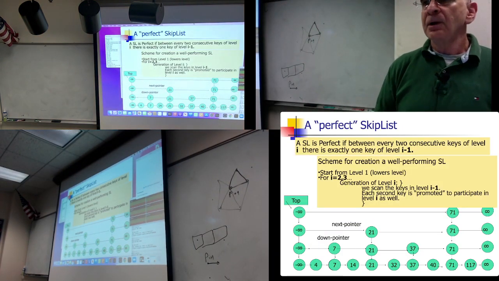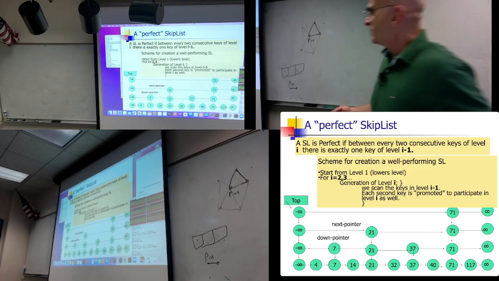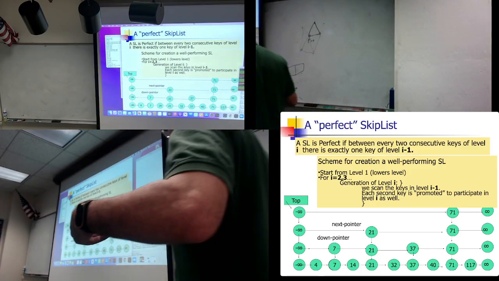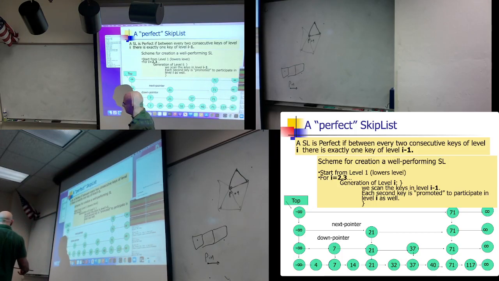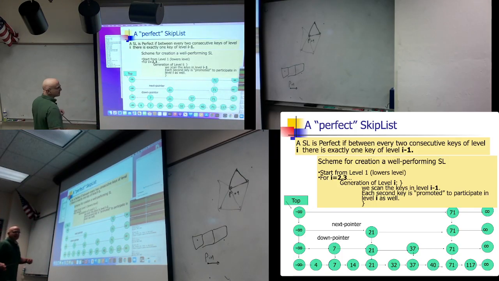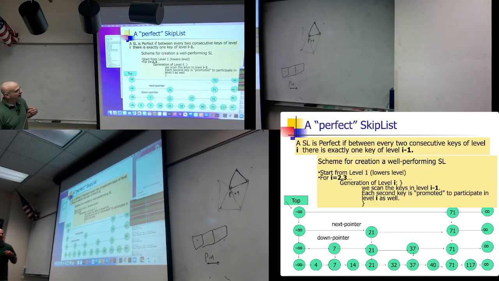I'm asking you on the homework to understand the big properties of the skip list, so let's talk about a perfect skip list. Perfect skip list is my terminology.